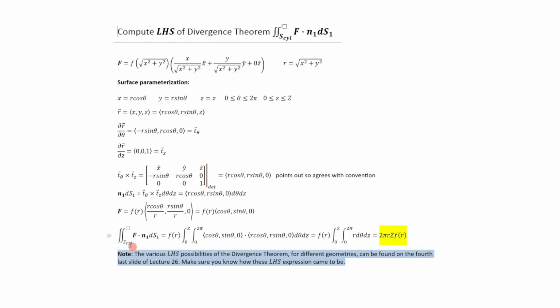That's the cylinder contribution. And F of r will come outside because the integrals are with respect to theta and z, so this is just a constant. If you take the dot product here, this will just give you r d theta dz, and we end up with 2 pi r z F of r. Notice this is exactly the same expression that we dealt with in the previous case, a pure cylindrical geometry. And this, of course, is just the surface area of the cylindrical Gaussian surface itself. The various left-hand side possibilities of the divergence theorem for different geometries can be found on the fourth last slide of lecture 26. Make sure you know how these left-hand side expressions came to be.